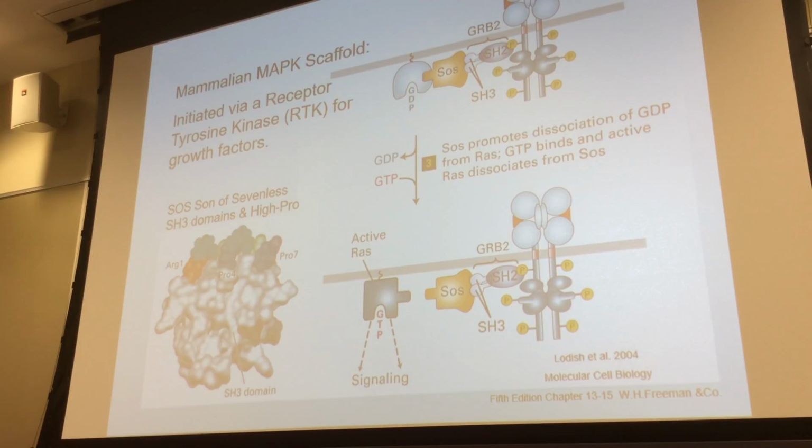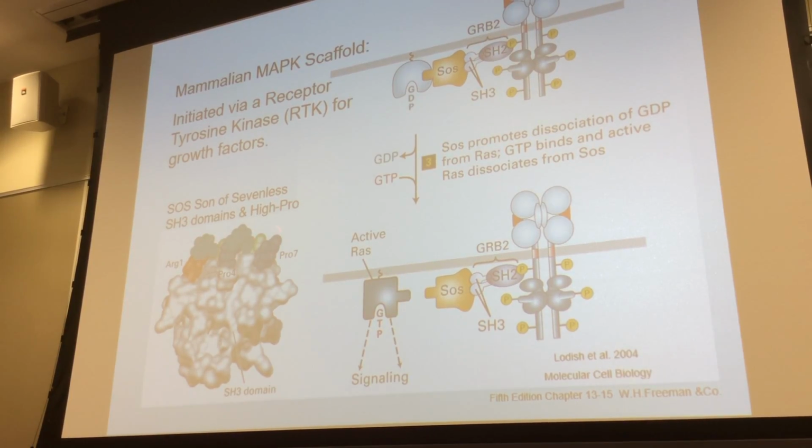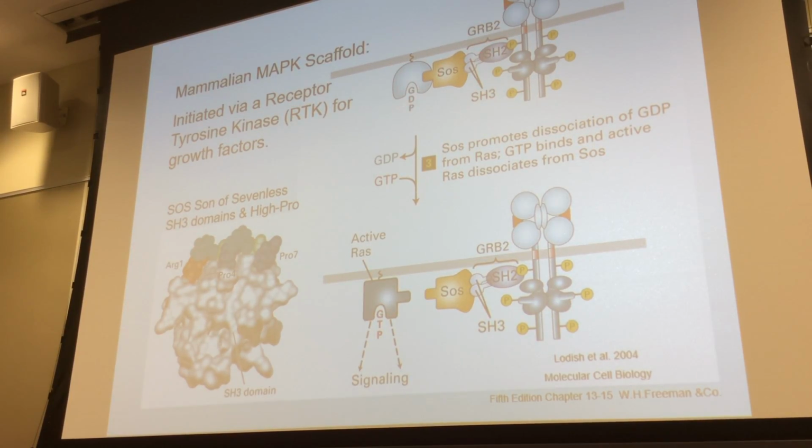Now, this is not RAS. This is Son of Sevenless, which is actually going to activate RAS. So if it activates RAS, what is it going to do to this little RAS that's binding here in the plasma membrane?